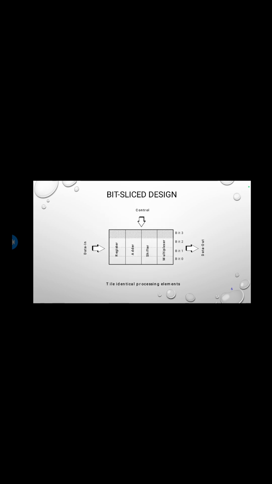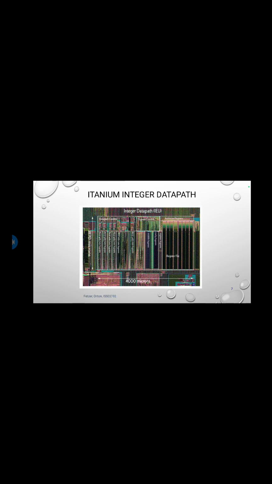While we are sending the data in the bit sliced pattern, it contains the registers, adders, shifters and multiplexers. It will be sliced into different parts, that is bit 0, 1, 2 and 3. When data comes inside, first it goes to the register, next it gets to the adder, shifter and multiplier, and then these are combined together to form a data output.